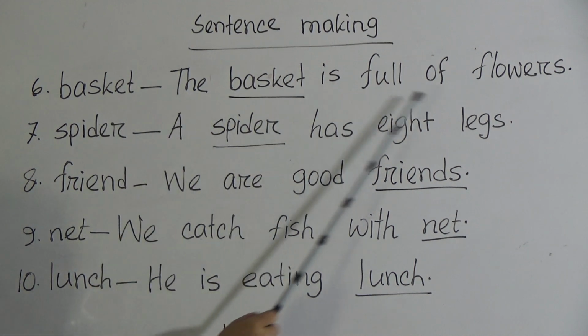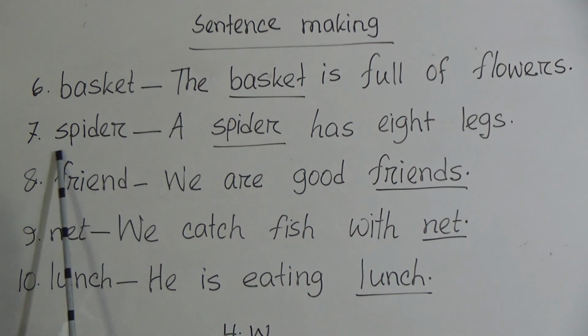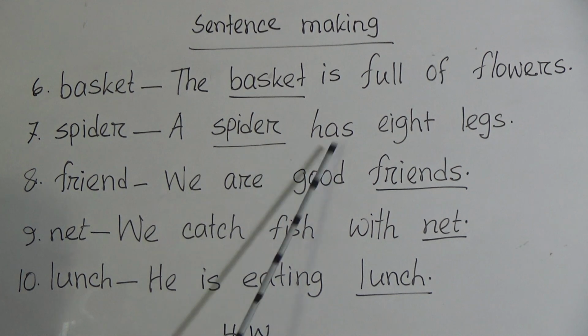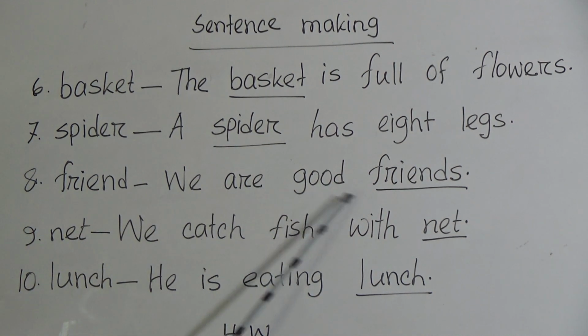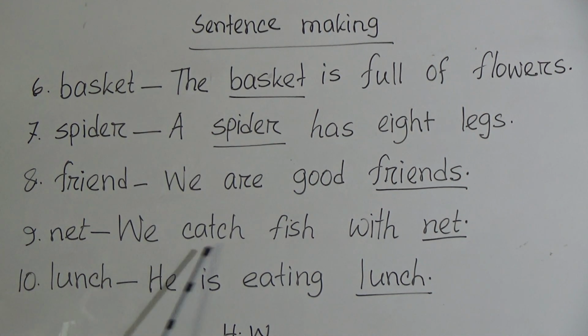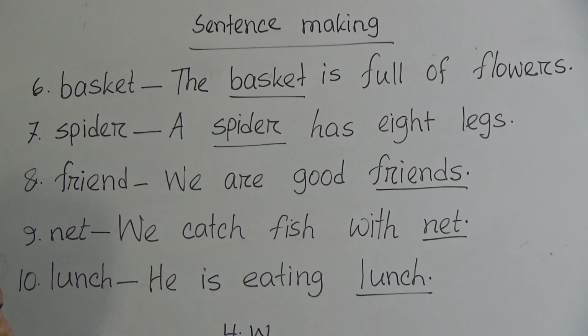So number 6, basket. The basket is full of flowers. Number 7, spider. A spider has 8 legs. Number 8 is friend. We are good friends. Then number 9 is net. We catch fish with net. And number 10 is lunch. He is eating lunch. And students, your HW is sentence making number 6 to 10.